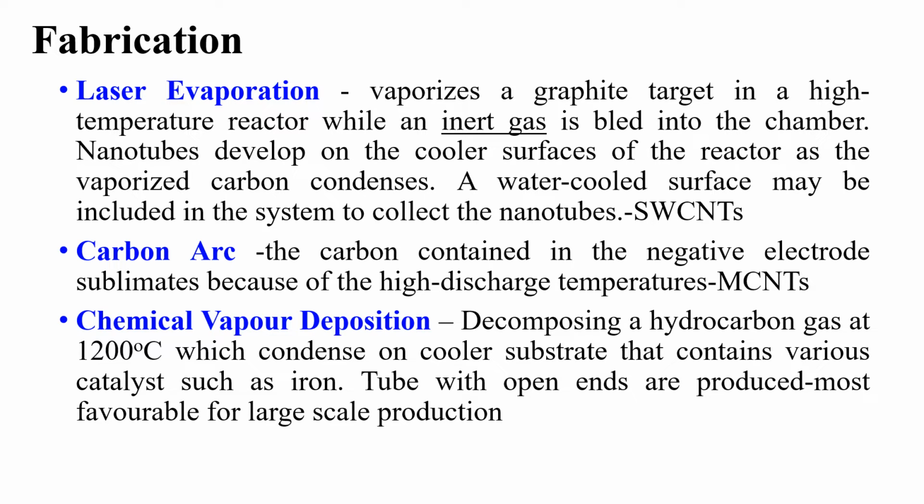Carbon arc method contains a negative carbon electrode which sublimates due to high discharge temperature. Multi-walled carbon nanotubes are prepared using the carbon arc method. In chemical vapor deposition, a hydrocarbon gas is decomposed and then deposited on a suitable substrate containing catalyst. Tubes with open ends are produced in this method. It is most favorable for large-scale production.